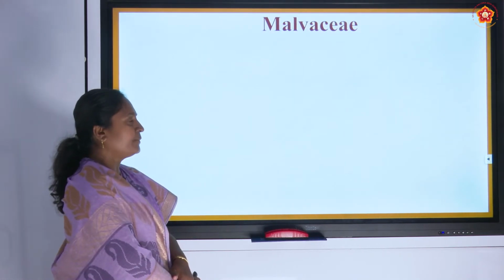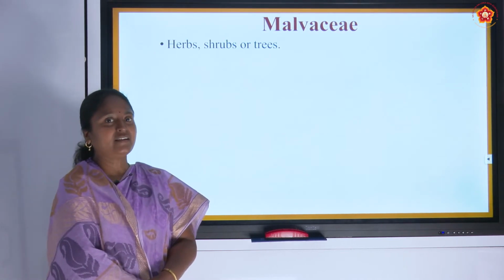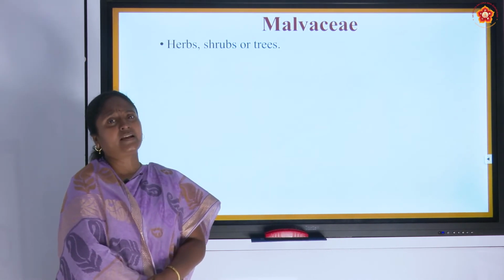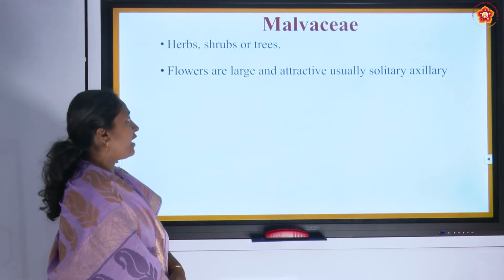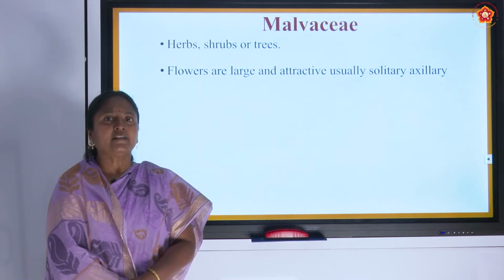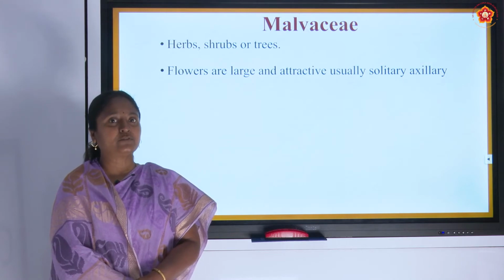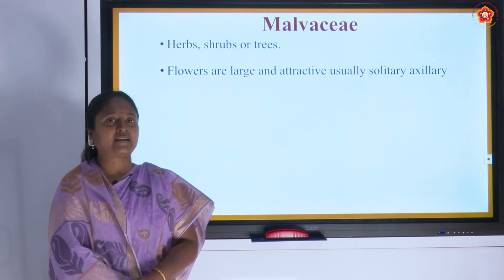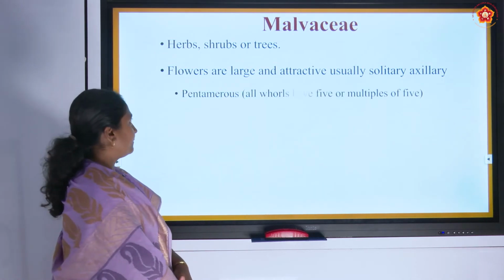Now we are going to see the Malvaceae family. First we will see the common characteristic features. They are small herbs or shrubs. Sometimes we can see trees also in this family. The flowers are usually very large and very attractive, and they are solitary flowers, that is individually one flower we can see, whereas in the Fabaceae it is a group of flowers which comes in that category, right? Here it is solitary flowers that we can see.